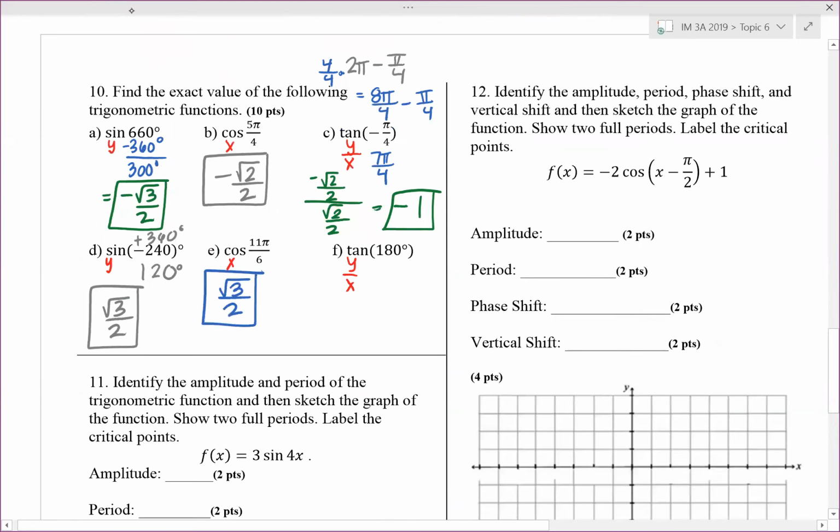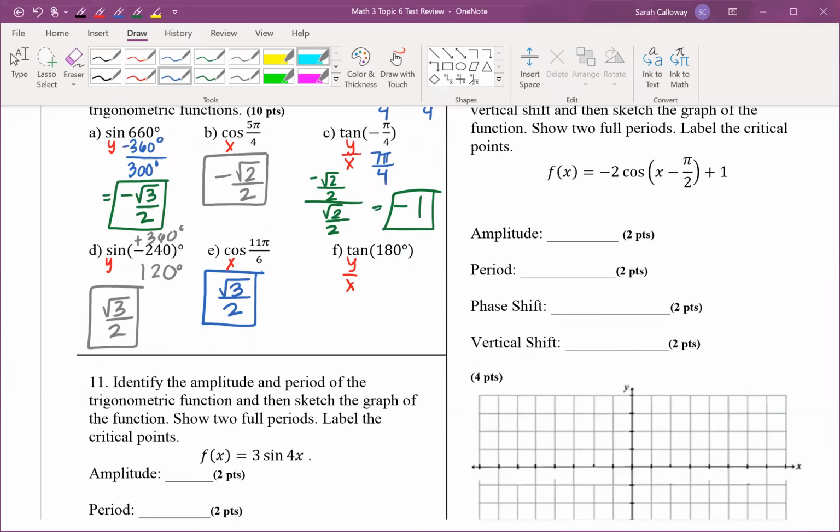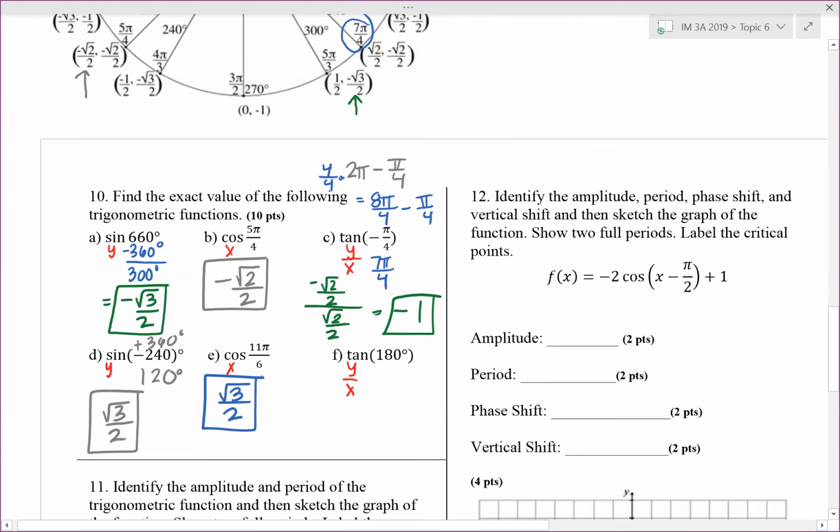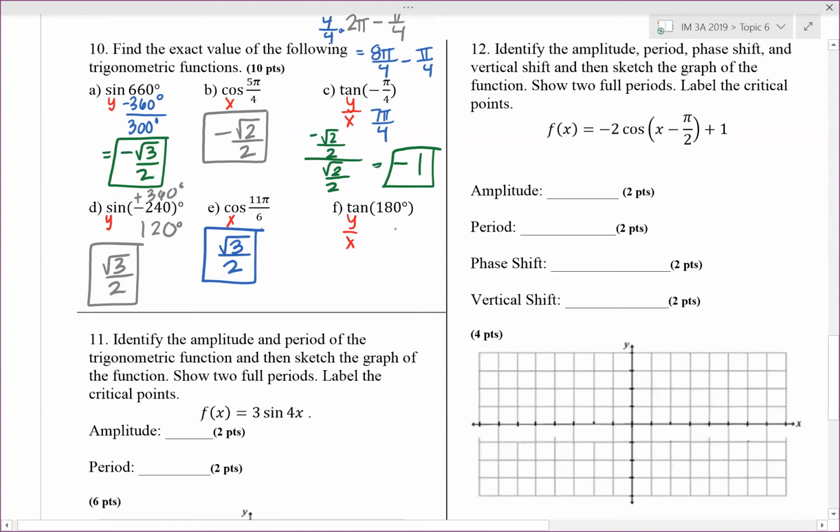And then our last one is tangent of 180. If we look at 180 on the unit circle, x is -1, y is 0. So y over x is 0 over -1, and that means that tangent is 0. Remember that if that was -1 over 0, that would be the value that's undefined. So you have to be careful and remember how those work together.